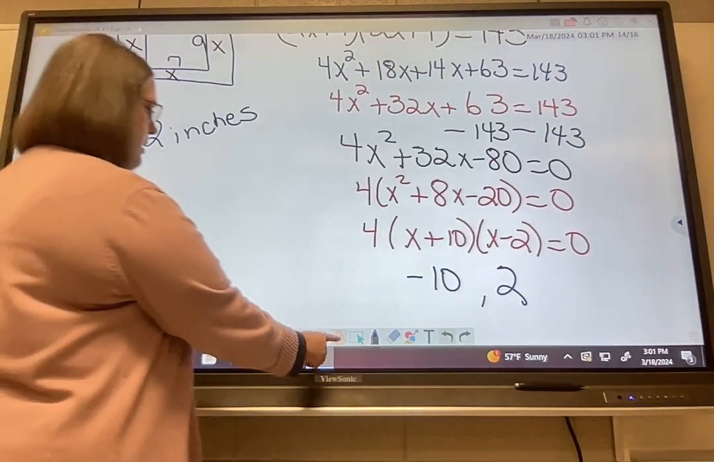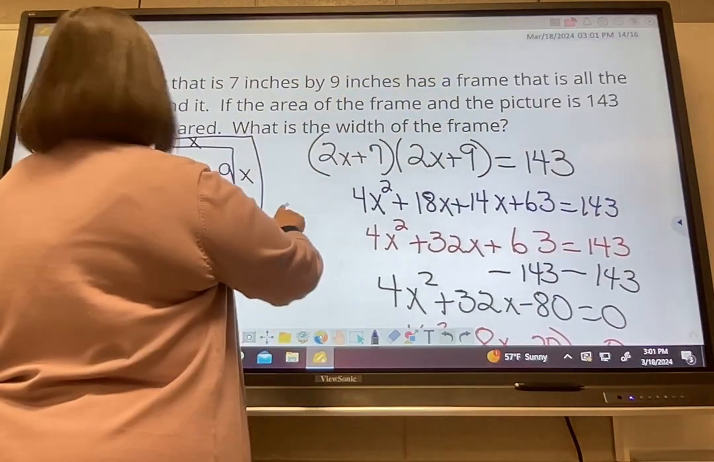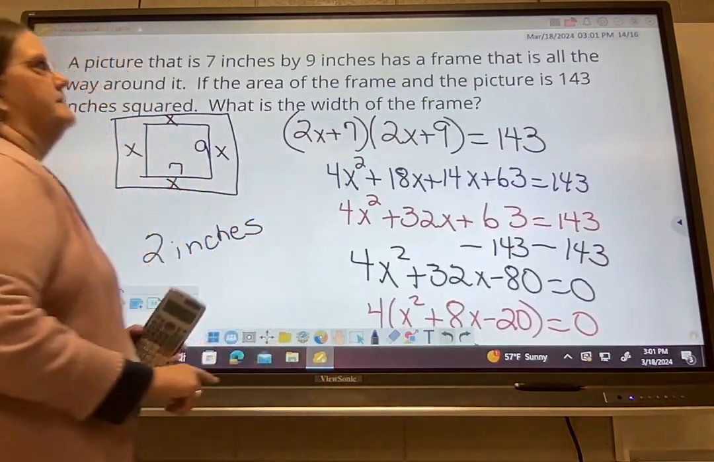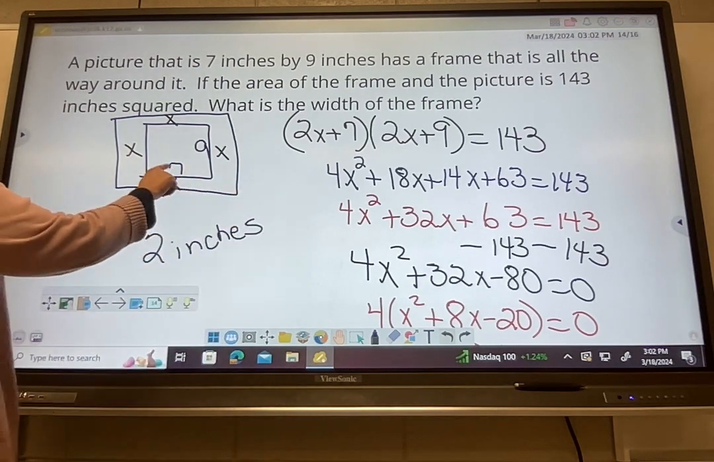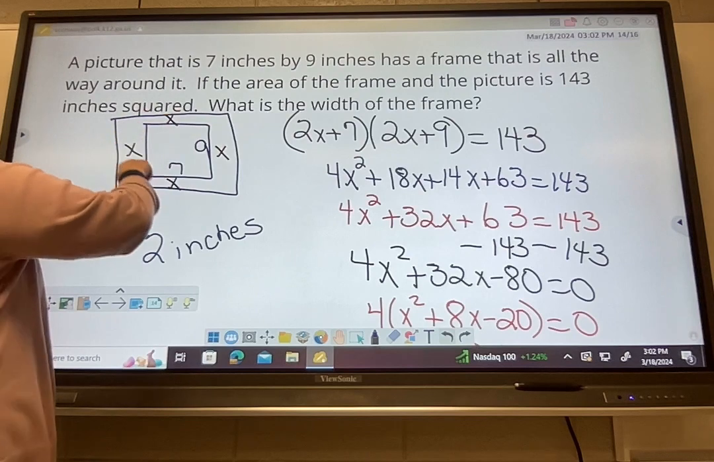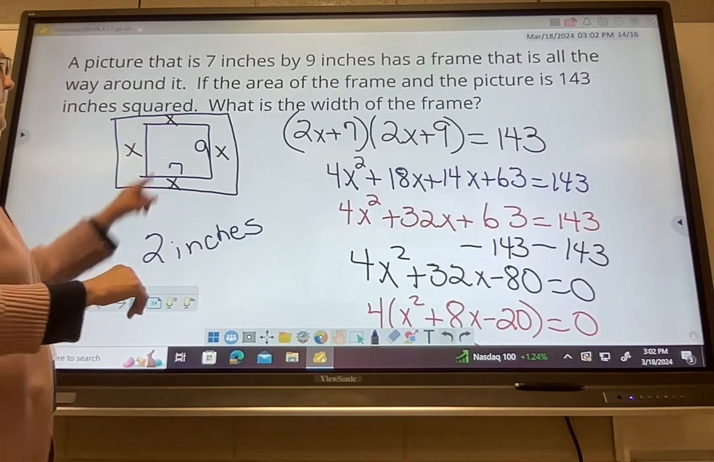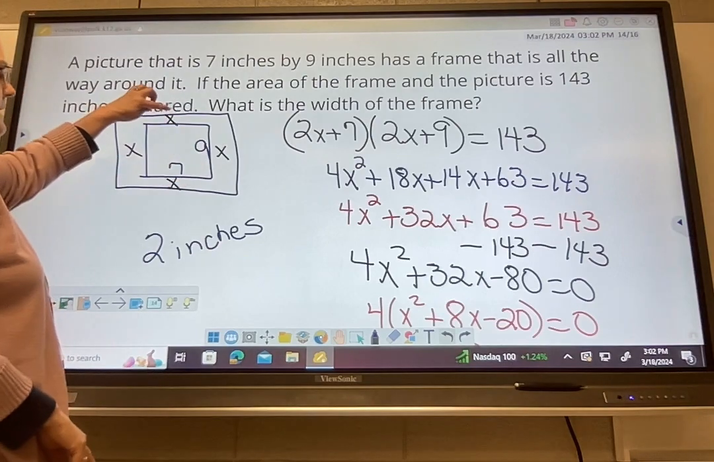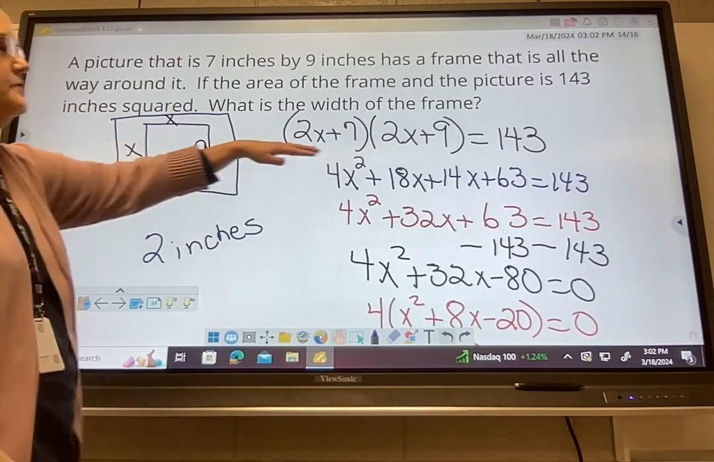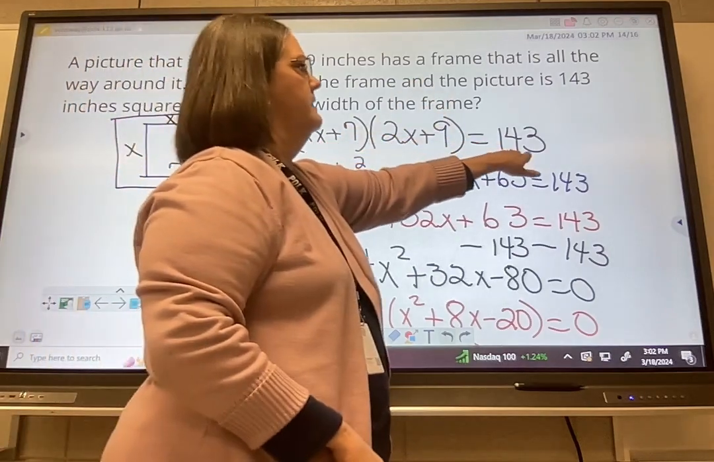All right, here's another quadratic equation involving a rectangle. A picture that is 7 inches by 9 inches has a frame that is the same all the way around. If the area of the frame and the picture is 143 inches squared, what's the width of the frame? Okay, so I put 7 inches and 9 inches. The frame is the same all the way around, so that's x, x, x, x. So our new width is going to be x plus 7, which is 2x plus 7. Our new length is going to be x plus 9, so that's 2x plus 9, and that area is 143 square inches.